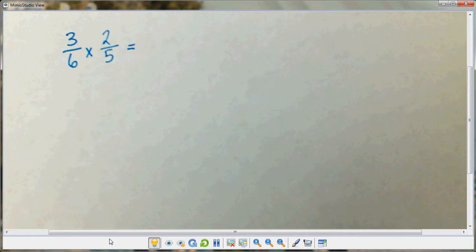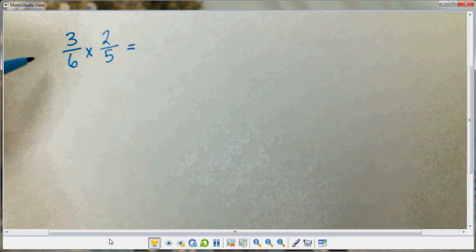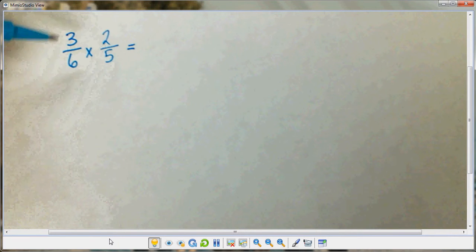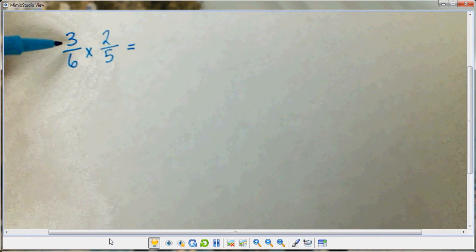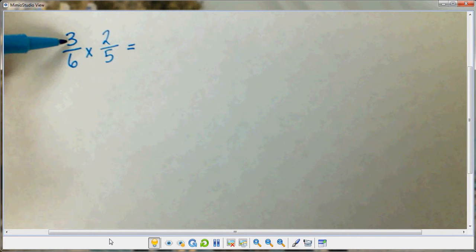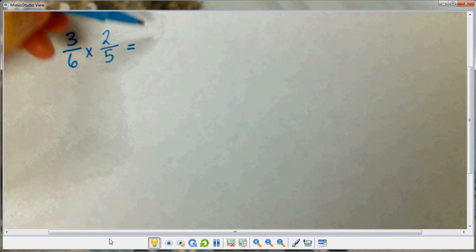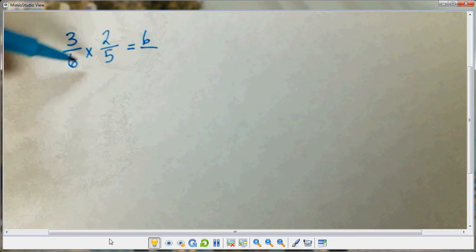Hi everybody, today I'm going to talk to you about multiplying fractions. So in my class in 4th grade, you're going to start out with a problem that may look like this. 3/6 times 2/5. And when you multiply fractions, all you do is you multiply straight across. So numerator times numerator, 3 times 2 is 6, and denominator times denominator, 6 times 5 is 30.